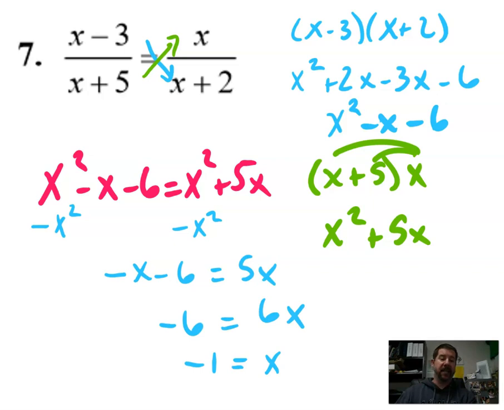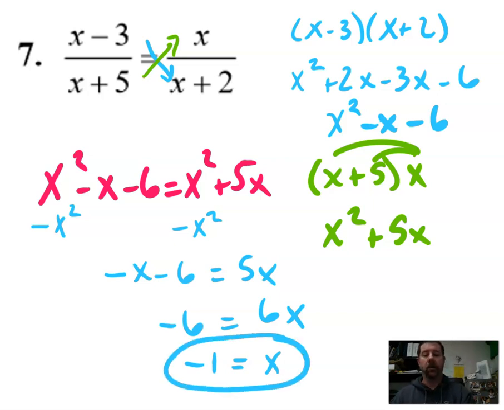Adding x to both sides, I get negative 6 equals 6x, and divide by 6, I get x equals negative 1. I need to check my answer, and again, you only have to check in the bottoms. Make sure it's not going to be 0. Nope. Not going to be 0. Nope. So that is my one and only answer, and we are good to go.